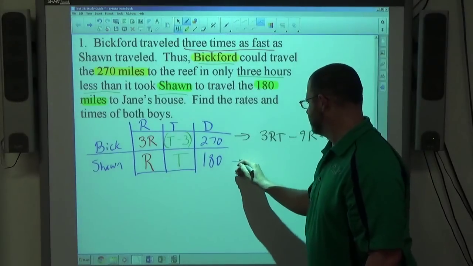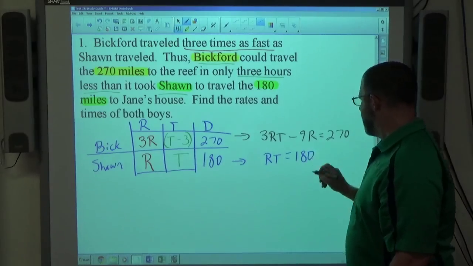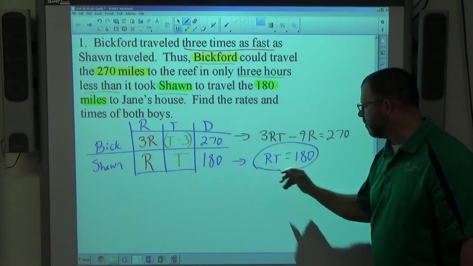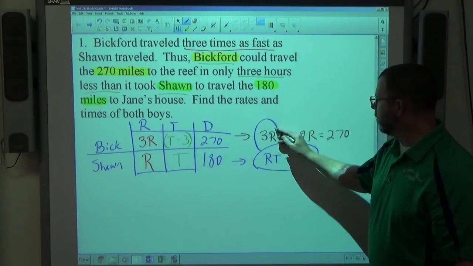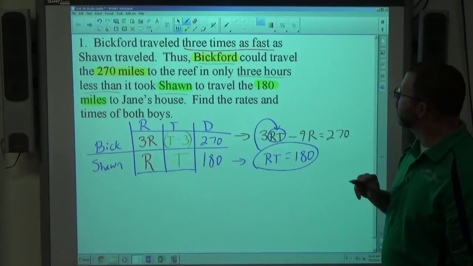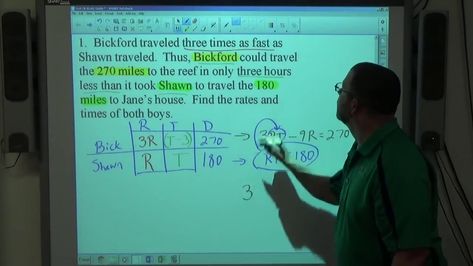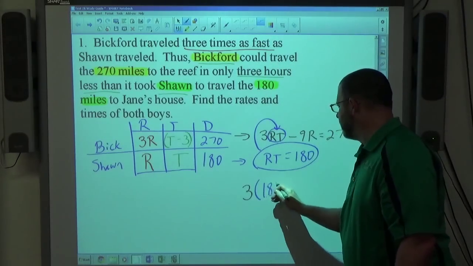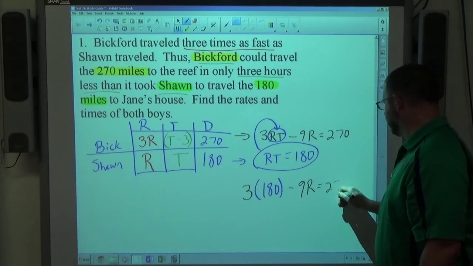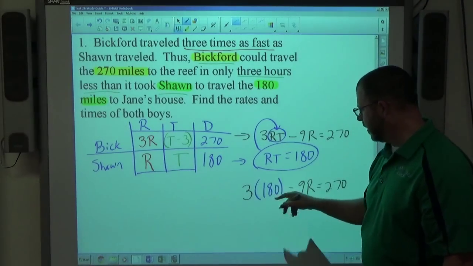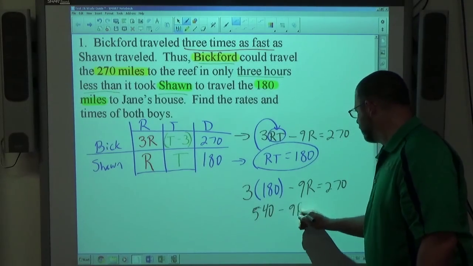For Sean, R times t is equal to 180. And this is kind of what you're expecting to get in any one of these problems. I don't know what R or t equals, but the product of the two is 180. So I'm going to put 180 in place of that Rt right there. So the top equation transforms into 3 times 180 minus 9R equals 270. That gets me 3 times 180 is 540 minus 9R is equal to 270.